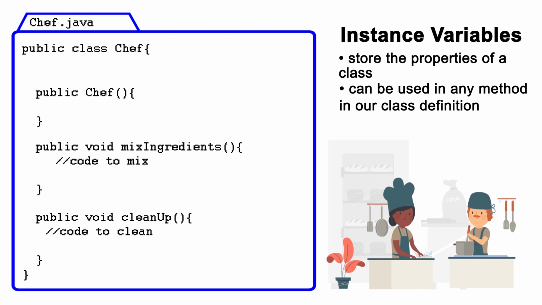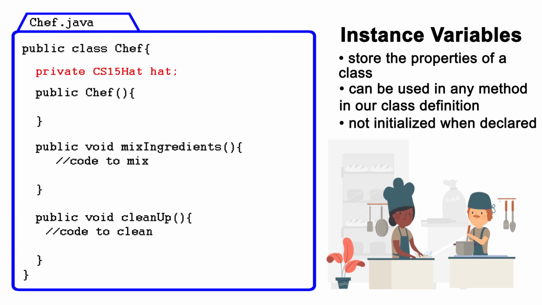throughout our class definition. Let's say we want to give our chef class an instance variable that can store a hat. We want it to be an instance variable because we want to call methods on it in multiple places within our chef class. Since this is a CS15 project, the TAs have written a support CS15 hat class with a few methods. We can declare an instance variable for our CS15 hat at the top of our class definition like this. Instance variables are not initialized when they're declared. We do that in the constructor, like this.